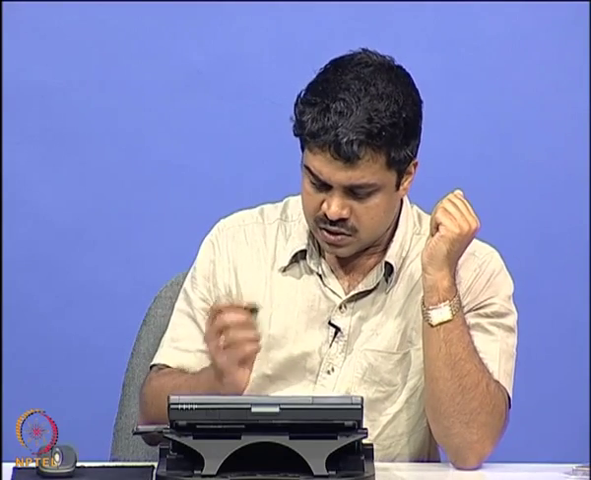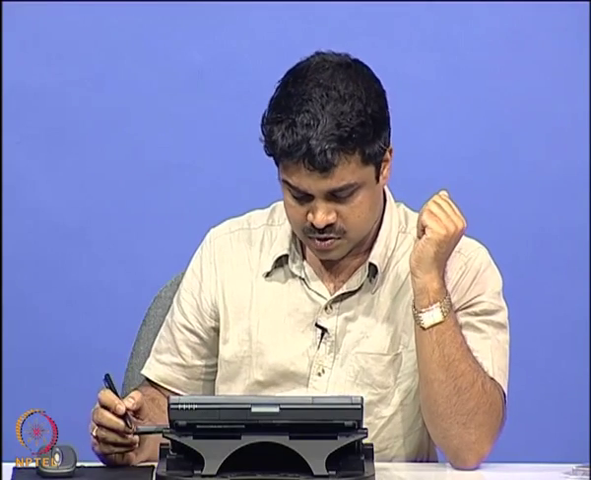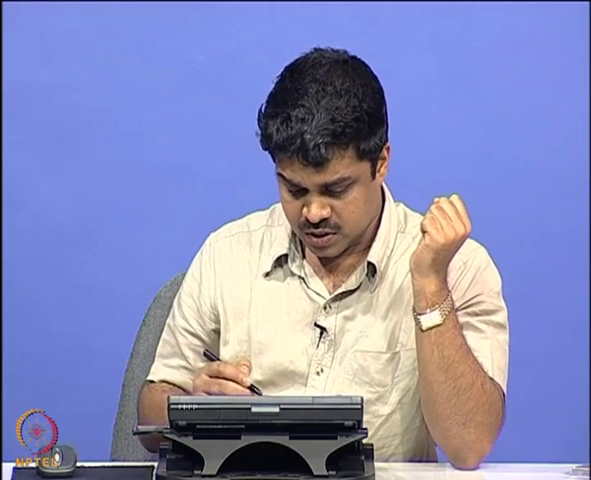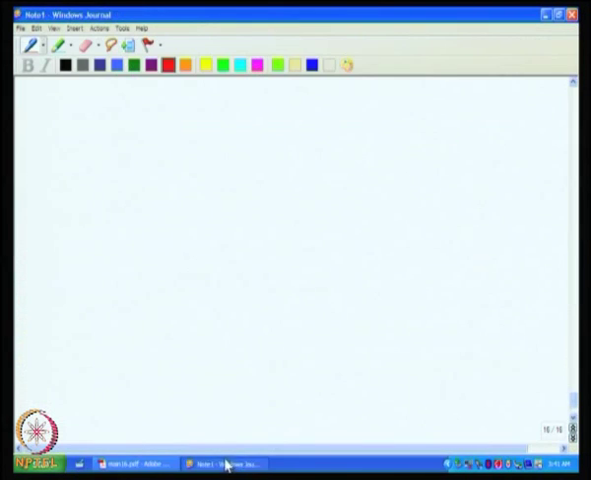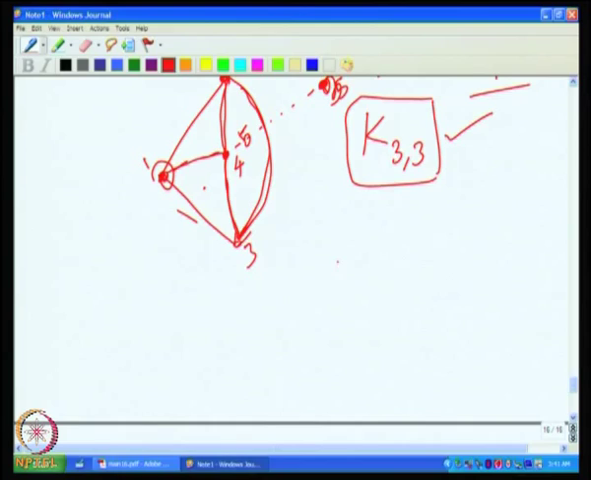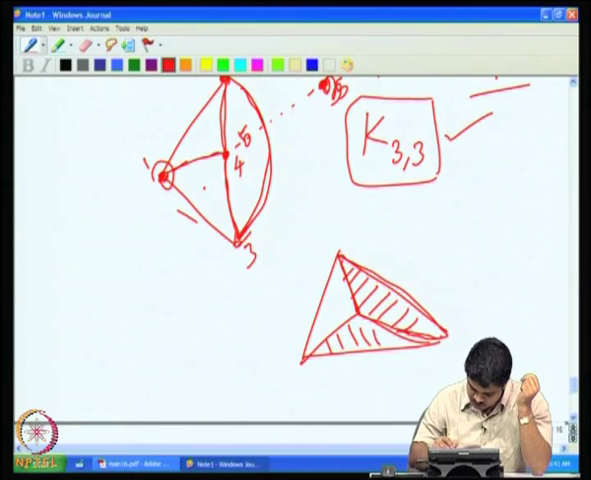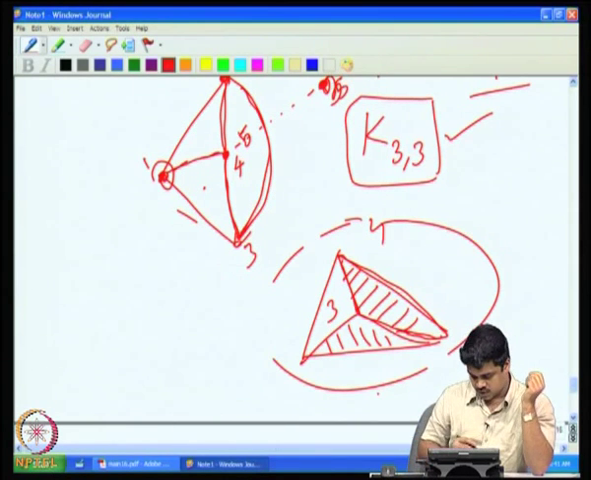So the first thing I want to consider is a famous theorem, a famous formula regarding planar graphs. It is called Euler's formula. Consider a plane graph. In a drawing like this, the maximal connected regions are the faces. These are the faces of this graph: first face, second face, third face, fourth face.